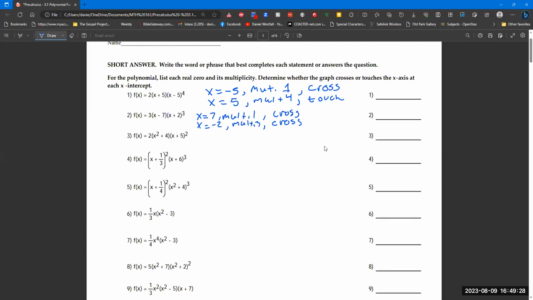The only x-intercepts or zeros that we're going to get are from the factor x plus 5 quantity squared. So x is going to be equal to -5 with a multiplicity of 2. That's an even multiplicity, so it's going to touch.